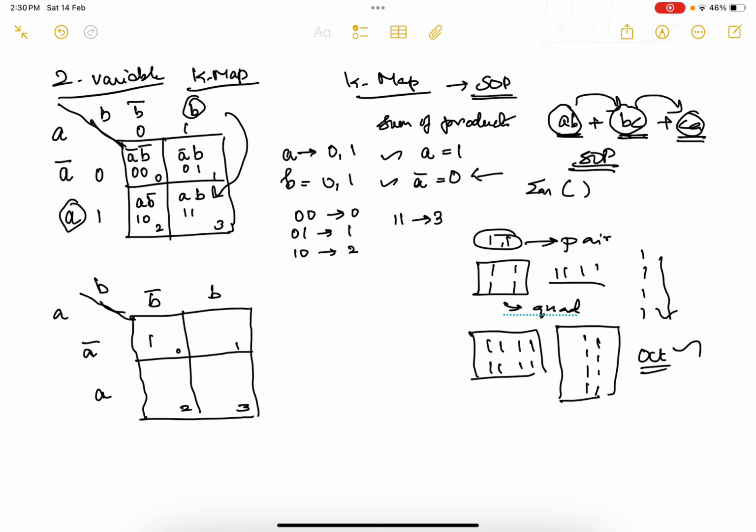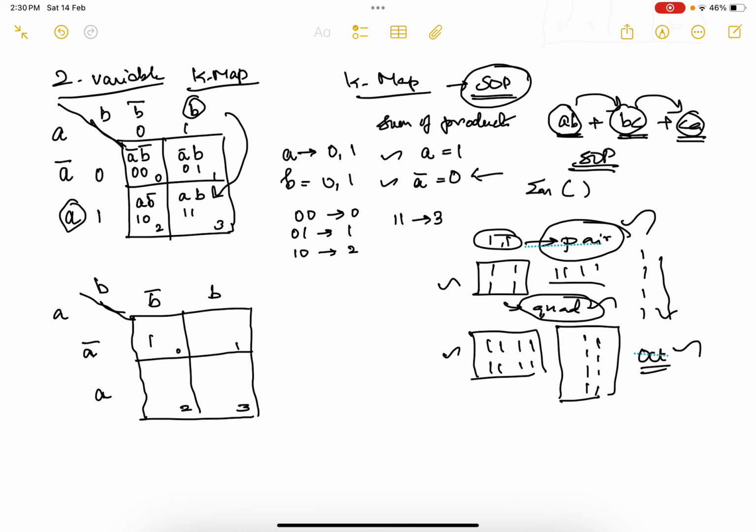If there is no oct combination, the next higher priority is the quad combination. And if the quad is also not available, then we go for the third level priority, which is your pair combination. In order to get a pair, I need 2 cells, for a quad I need 4 cells, and for an oct I need 8 cells, all adjacent and all loaded with the same type of values. Got it? So here in the SOP we are going to deal only with ones.